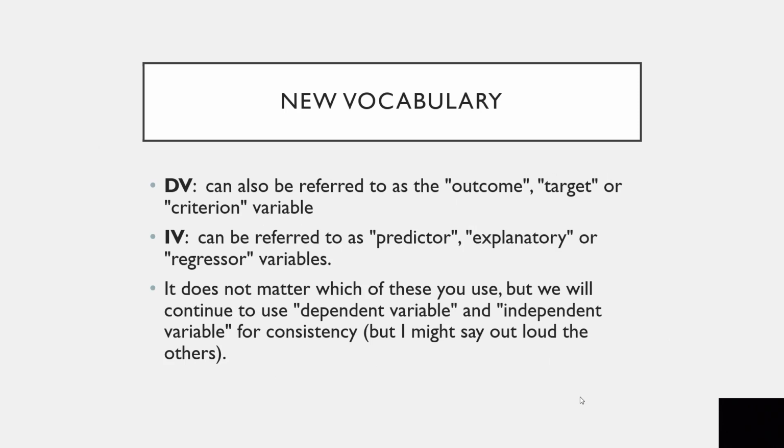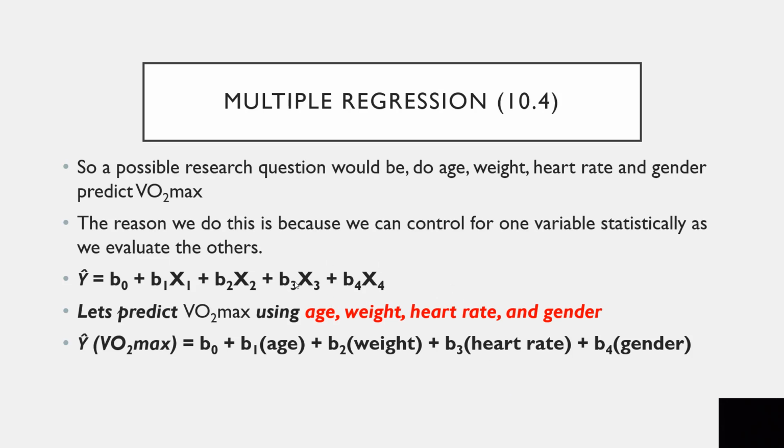Use all variables. So we have new vocabulary. We talked about this before. Outcome, target, criterion is the dependent variable. The predictor, explanatory, or regressor variables is the independent variable. It doesn't matter which of these you use. I'll try to be consistent and say DV and IV, but I might accidentally say the others.